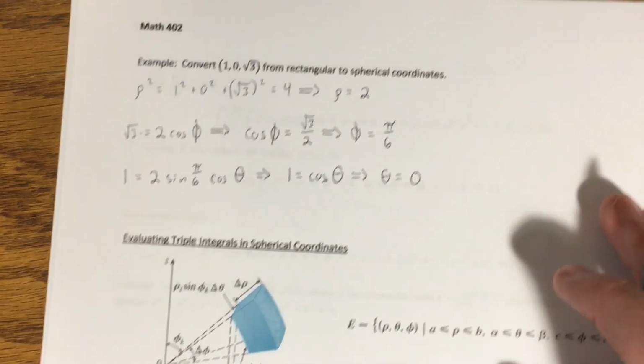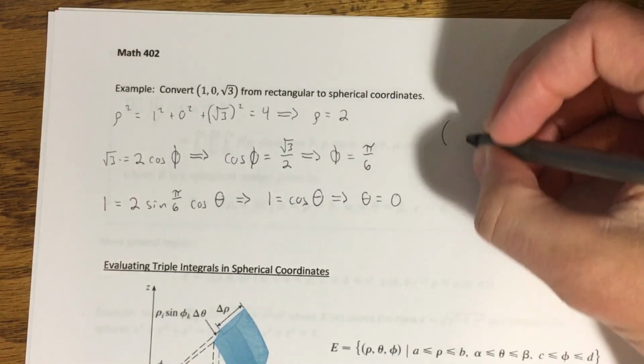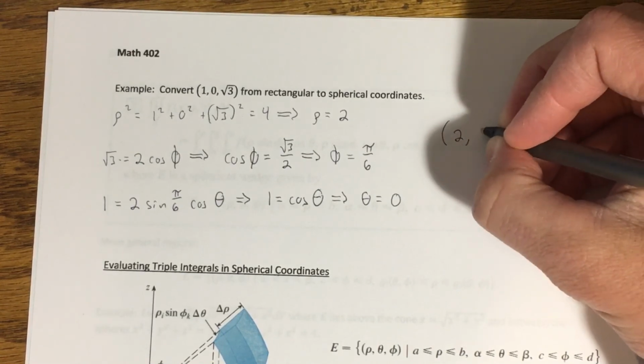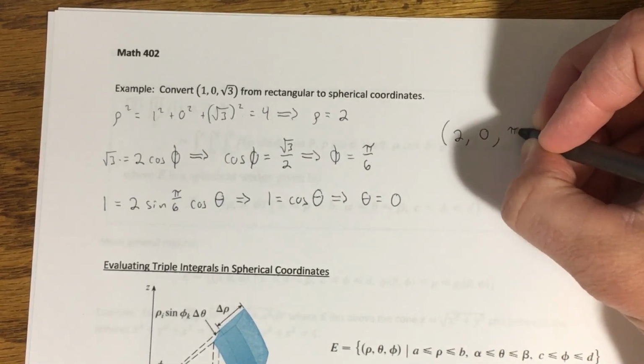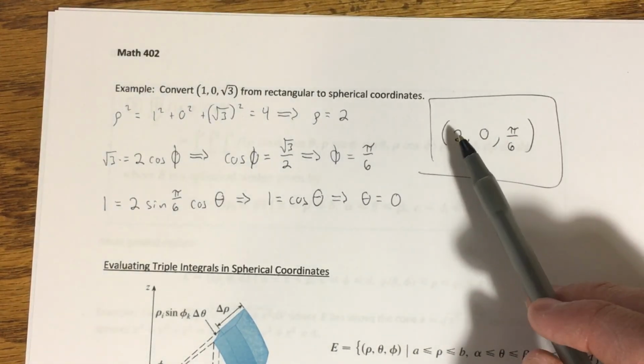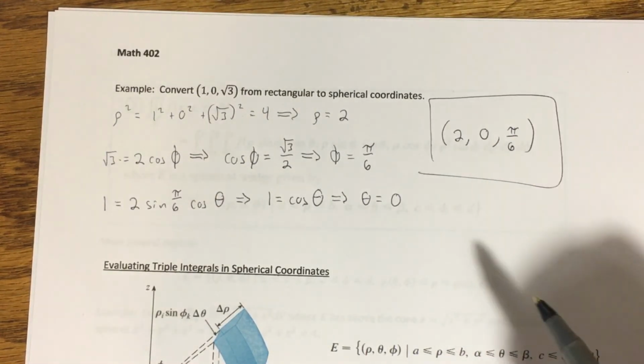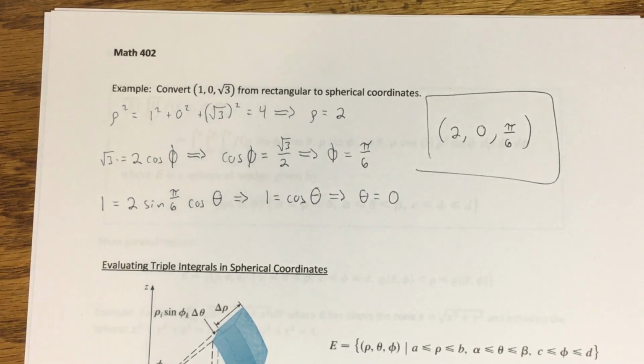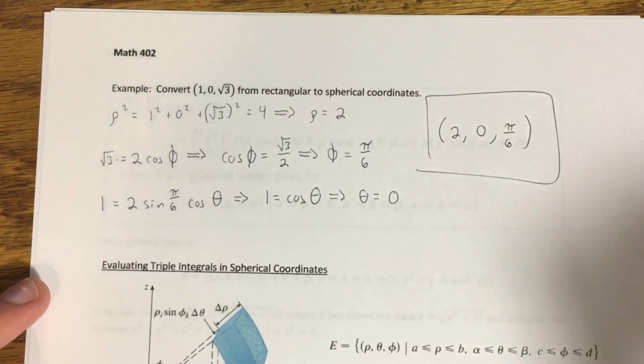So in spherical coordinates, we would have (2, 0, pi over 6). And again, remember, the order that we put these in is rho, theta, and phi. Okay? In the next video, we'll talk about how to do triple integrals using spherical coordinates.